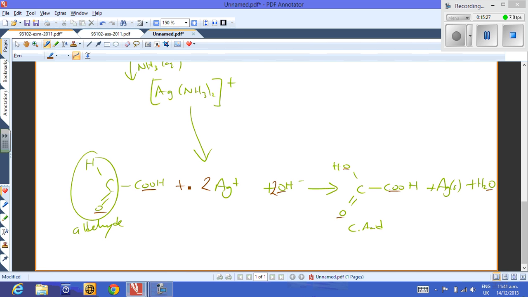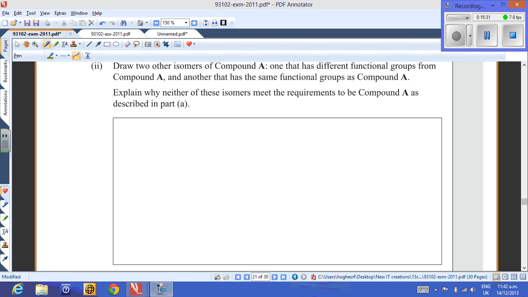We're just going to do question A, part 2, because it follows nicely from this one. Okay, so the second part of question 5, part A: draw 2 other isomers of compound A, one that has different functional groups from compound A, and another that has the same functional groups as compound A. Explain why neither of these isomers meet the requirements to be compound A as described in part A.